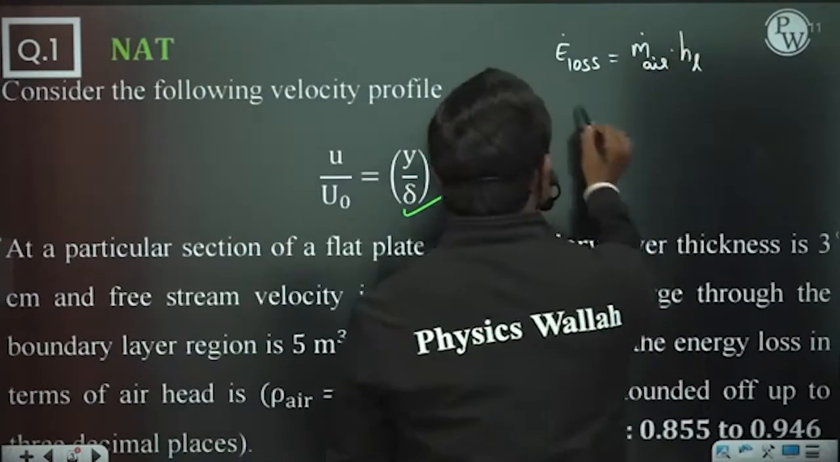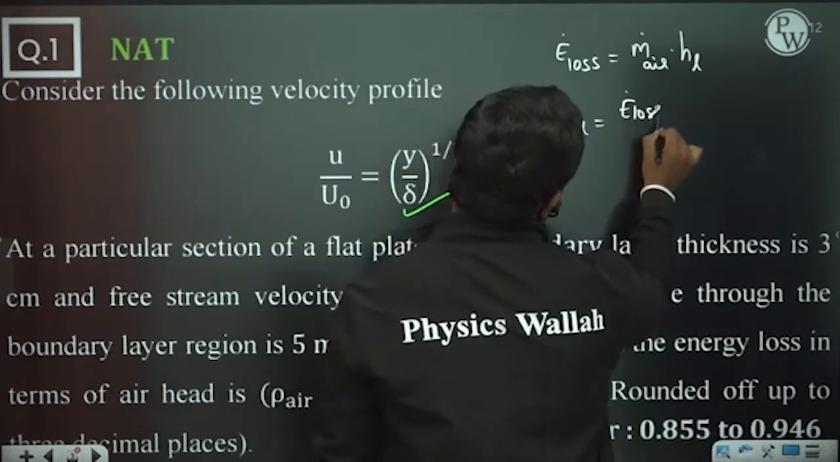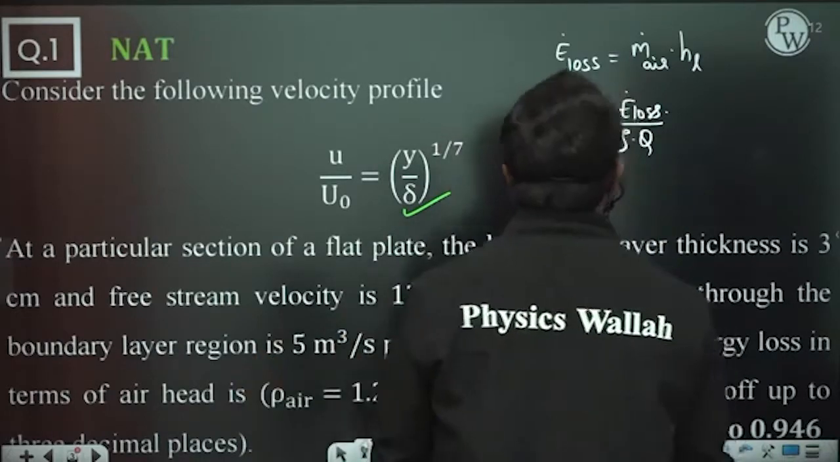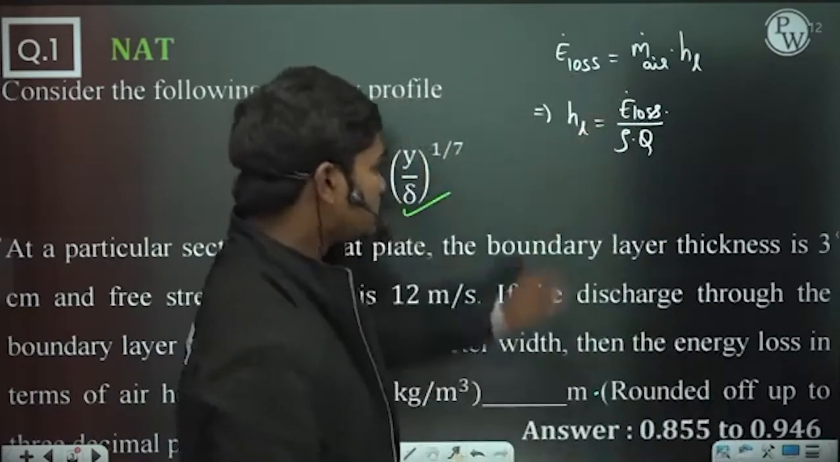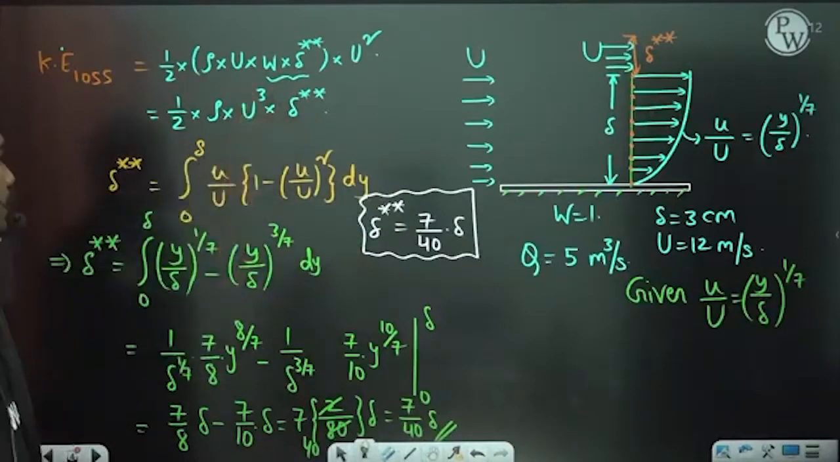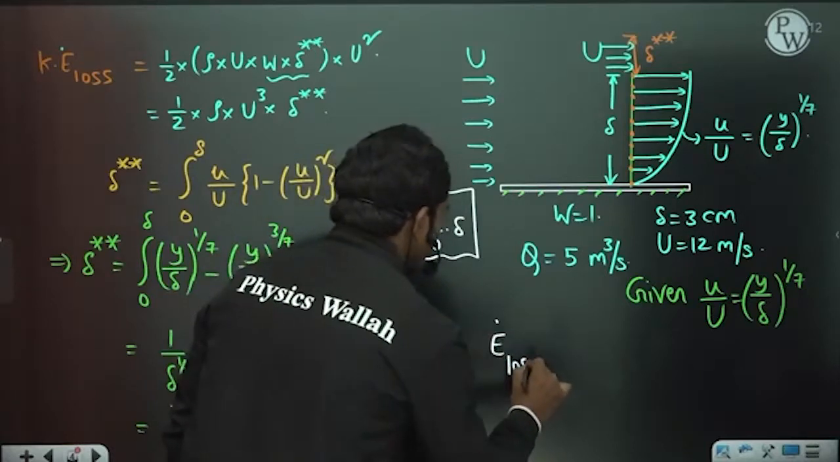Okay. So what is the expression for this head loss then? Total energy rate loss divided by, this can be written as density into discharge, because I think discharge is given as 5 meter cube per second. So this is the expression. So energy loss we have identified just now. This is 7 by 40 times. If you multiply here, then E dot loss is equal to, how much is this?